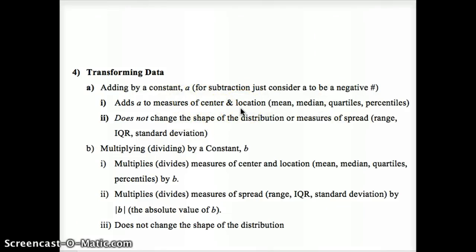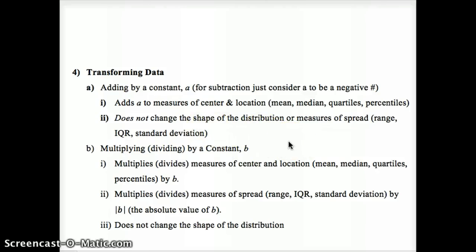Now, because it's added to everything, just picture the curve shifting right for a positive number or shifting left for a negative number. So the spread isn't changed. The minimum gets 1 added, the maximum gets 1 added. The range, IQR, and standard deviation stay the same. So adding only changes measures of center and location, but not measures of spread.